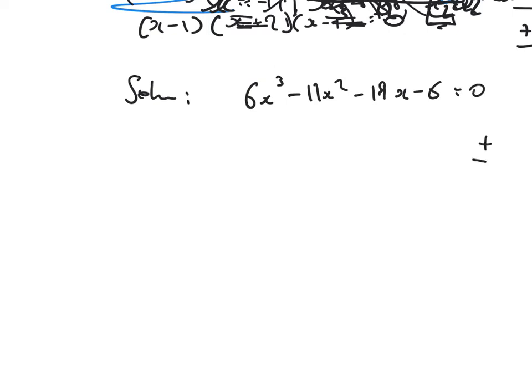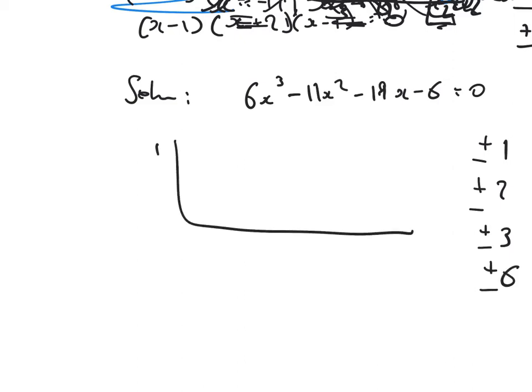Let's try another, which is going to be solve 6x cubed minus 11x squared minus 19x minus 6 is equal to 0. Okay, so there's my potential factors. Again, let's start with 1. We've got 6 minus 11 minus 19 minus 6, no 0 coefficients.